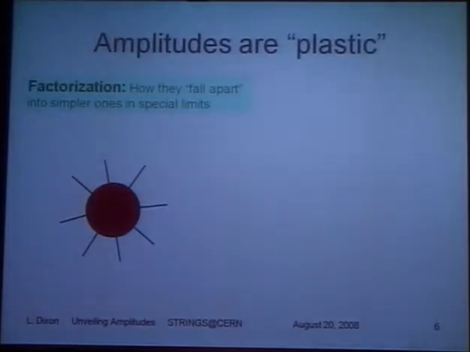Now, probably the most important thing I wanted to tell you today is this notion that amplitudes are plastic. Now, we often just refer to these properties as analyticity, but if you think of them as blobs of putty, it makes it a lot more concrete somehow.